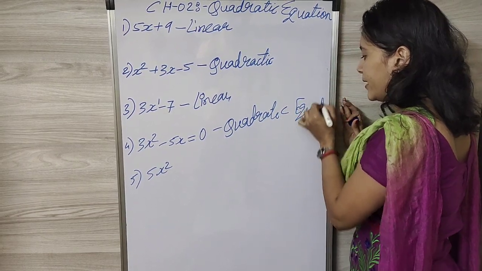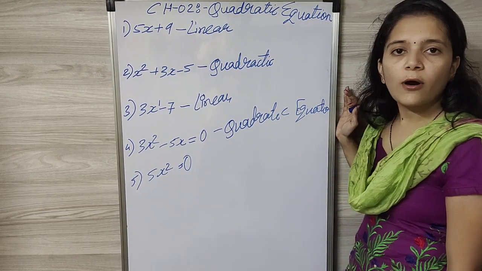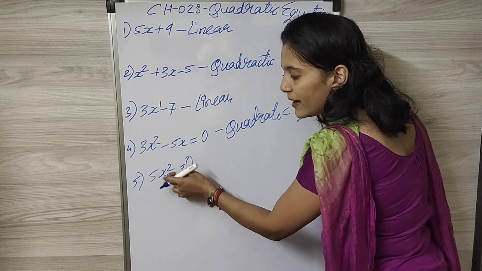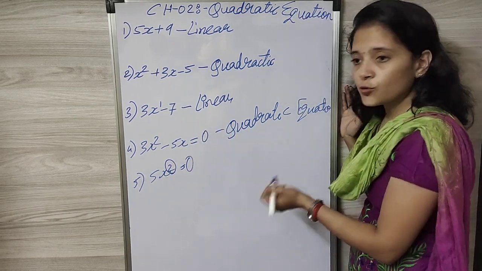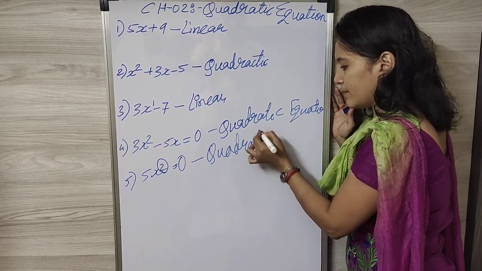Quadratic equation, right? So next, 5x square equals to 0. Again, 5x square equals to 0. Now in 5x square, the highest degree is 2. Again, this is a quadratic equation.